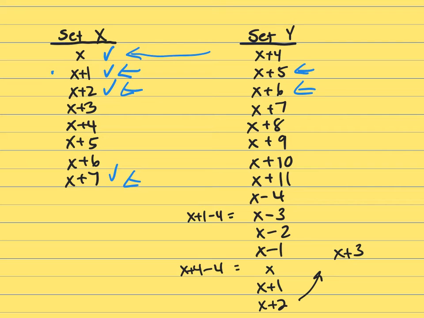What? All the integers that result from subtracting 4 from each of the integers in set x. So I'm going to change colors. Take x, this one, subtract 4, that gives you x minus 4. And now take x plus 1, this one, and subtract 4, and you get x minus 3. Continue on down. Of course, when you get to this one, x plus 4 minus 4 is just going to give you x. x plus 5 minus 4 is going to give you x plus 1. And then x plus 6 minus 4 is going to give you this one. And then x plus 7 minus 4 is x plus 3.